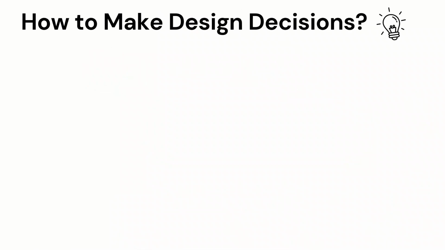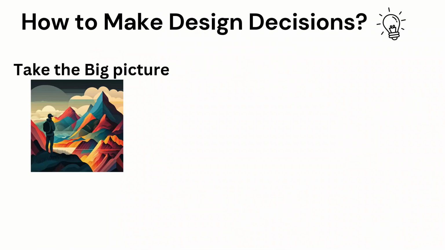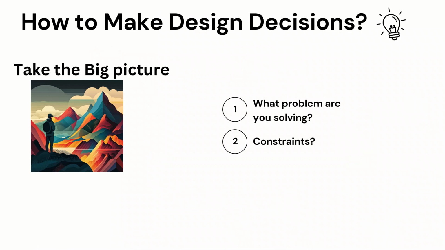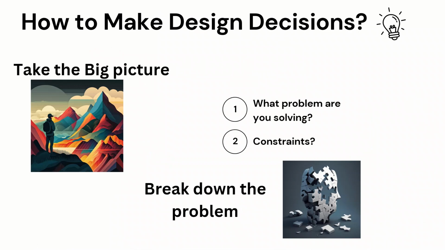To start, let's talk about how to make critical design decisions. When faced with a system design problem, it can be tempting to dive straight into the details. However, it's important to take a step back and consider the big picture. What problem are you trying to solve? What are the constraints of the system? Once you have a clear understanding of the problem and constraints, you can start breaking the problem down into smaller parts. This is where you'll need to start making design decisions.